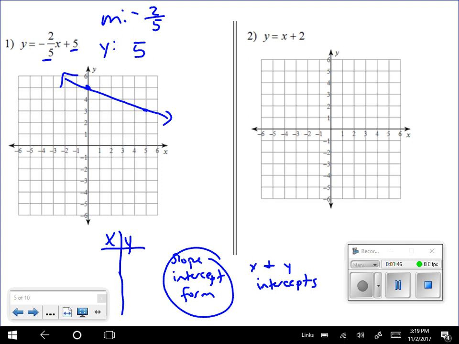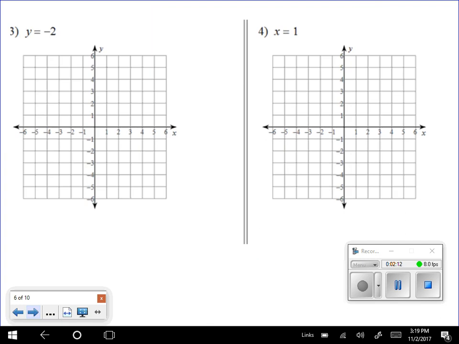Okay, I'm going to do the same thing with number 2 because it's in y equals mx plus b. It's easy. M is 1 because there's nothing out in front, and the y-intercept is at 2. So it's going to hit the y-axis at 2. We're going to go up 1 over 1, up 1 over 1, 1 over 1. We could go down 1, left 1, but there's my line. I only really need 2 points. Okay. Let's look at the next 2.